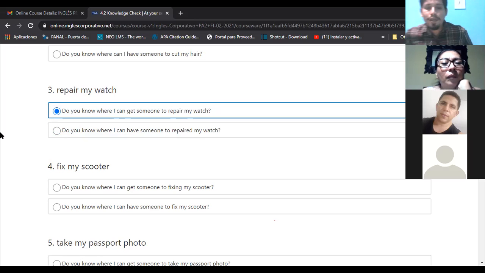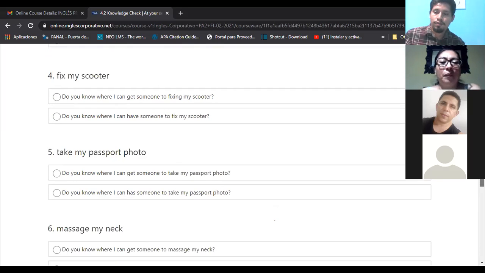Repair it. Repair, okay. In this case, we're using repair in the past. In the rule that we saw in the slide, it says that we must use the infinitive. And if we use the infinitive, that means we're going to use the verb in its base form. And in this one we're using the past of that verb.